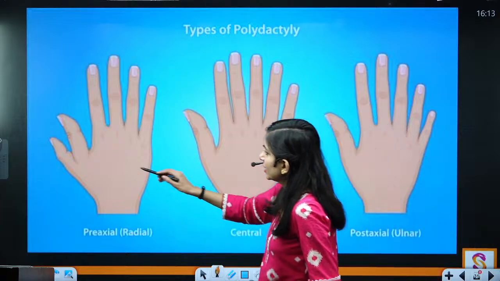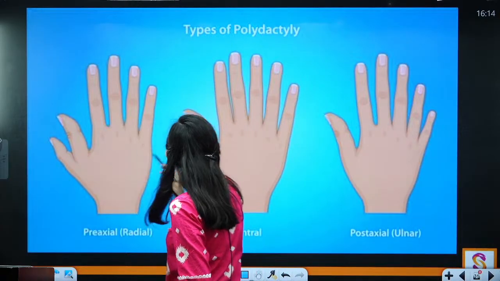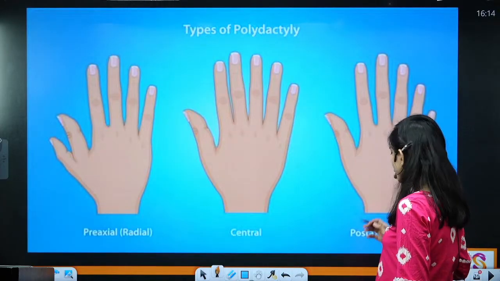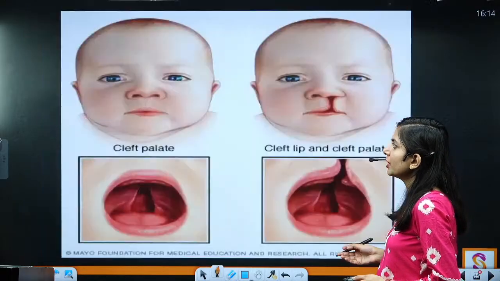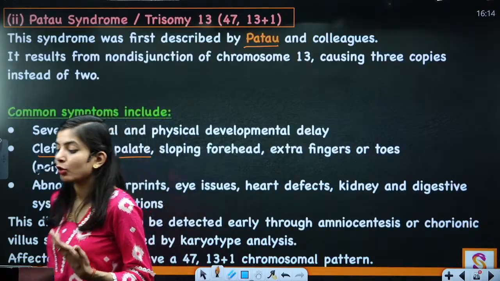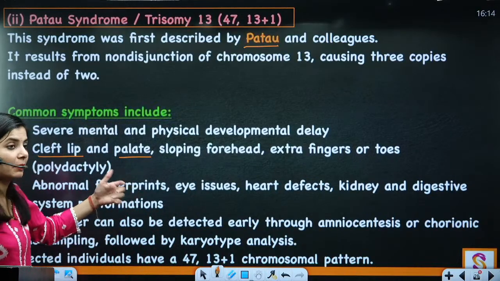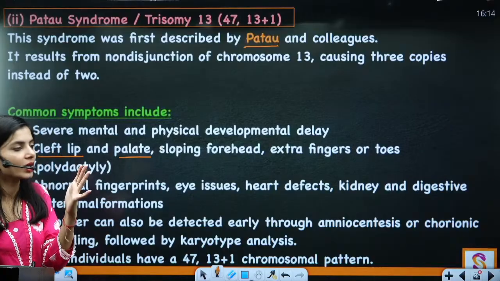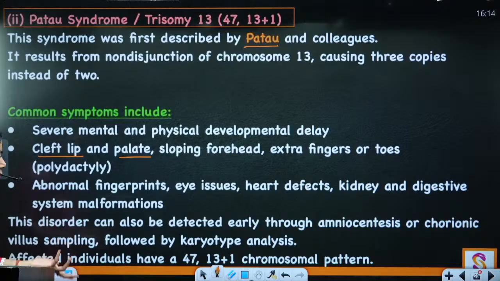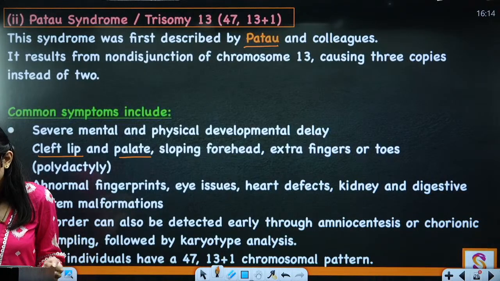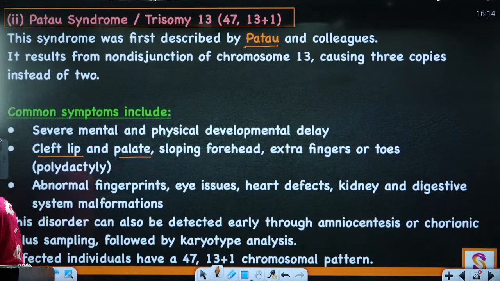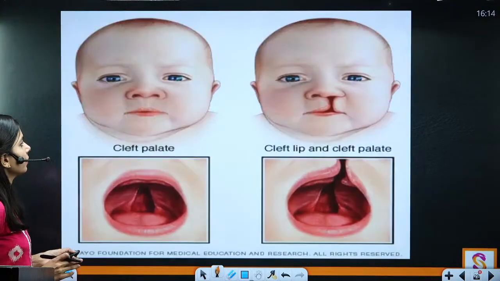Here you can see, there may be an extra finger here, here, or like this. It used to happen in the case of Patau syndrome. That person may have abnormal fingerprints. They may have some eye issues, meaning not able to focus. Maybe a heart defect, kidney defect. These types of things used to be there, and we can analyze them based on karyotype analysis. Fine. Very good. Okay.